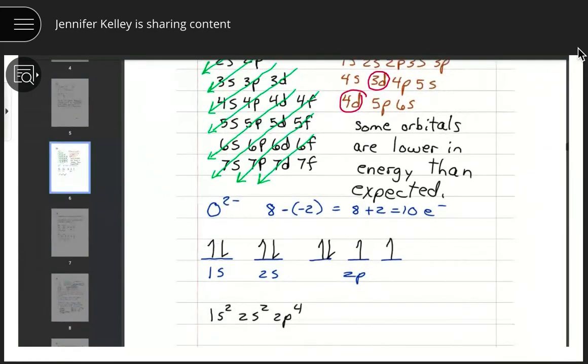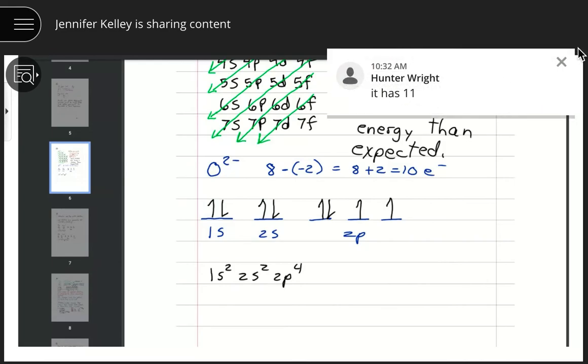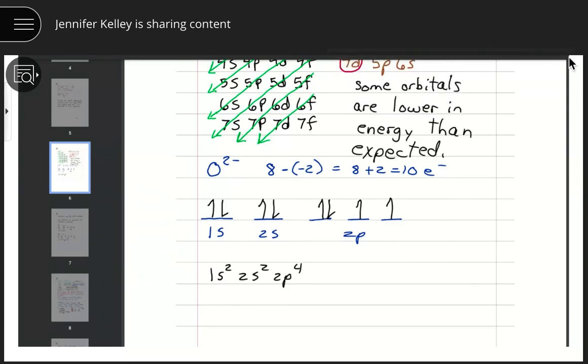All right, so with O2-, this was just an example of how to do an electron configuration. And I did this, sadly, wrong. Can anybody see what I did wrong? How many electrons are there? Yes, O2- has 10 electrons.